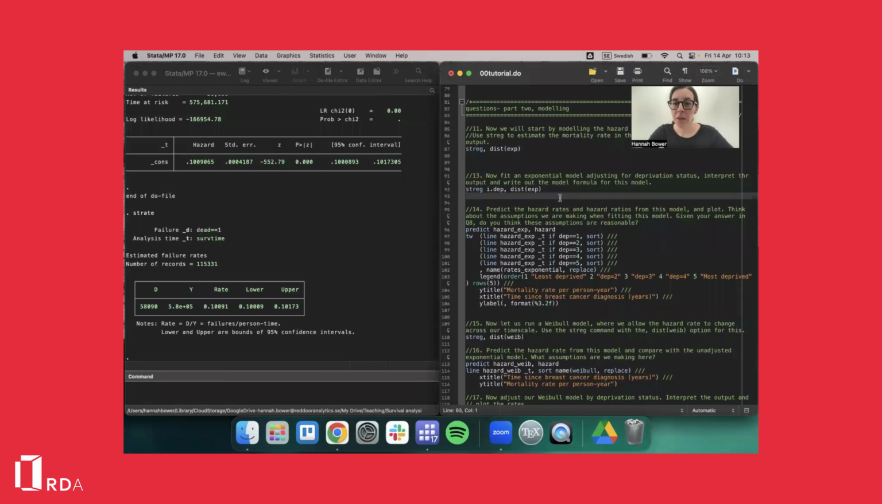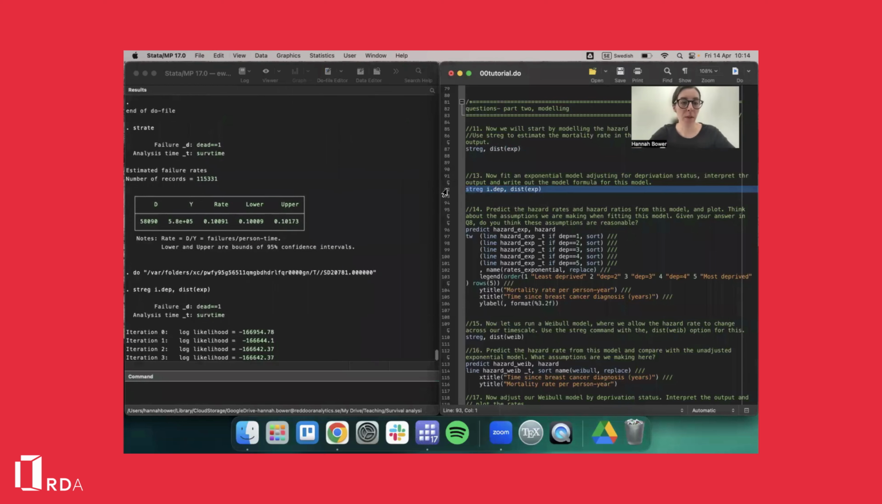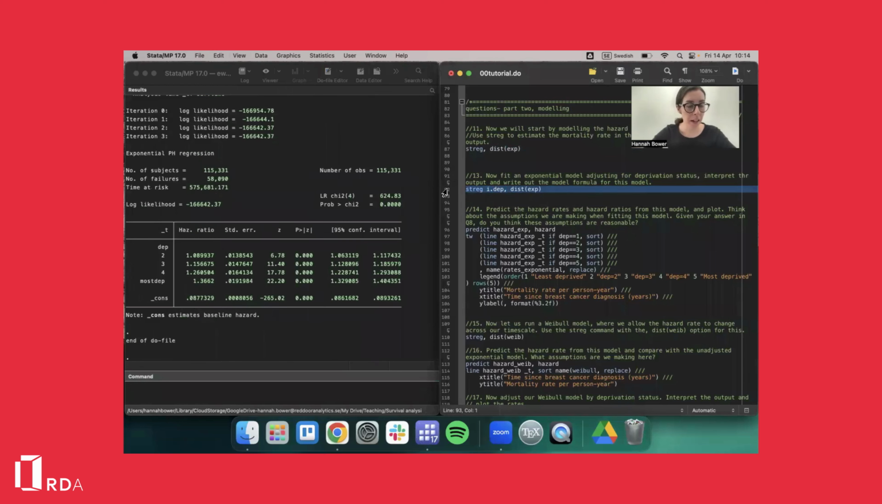So if we now want to fit an exponential model adjusting for deprivation status, we can do that by including the dep variable in our command, and we use the i. notation to say that this is a categorical variable. So if we do that, what we get out here is you can see that the table has changed from hazard to hazard ratio here.